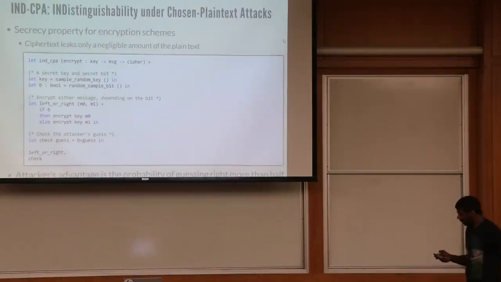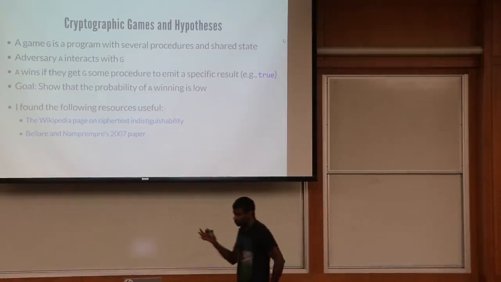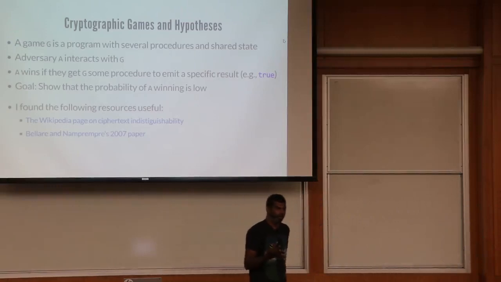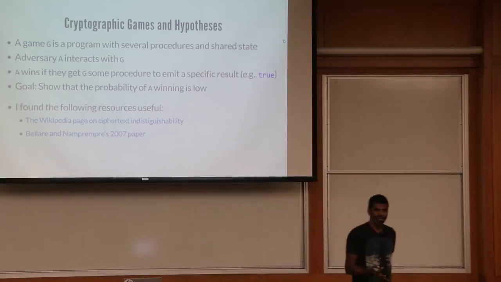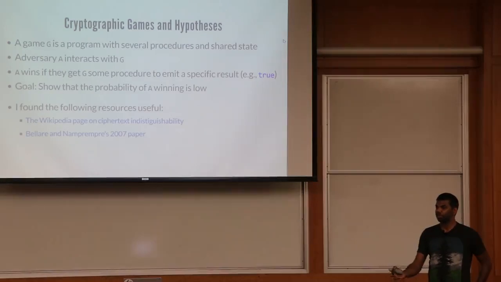Now we're going to look at a couple of games. What I'm trying to build towards is to show you how we can model authenticated encryption in a system like F star. Authenticated encryption is a construction that lets you get both authenticity and secrecy out of some communication.